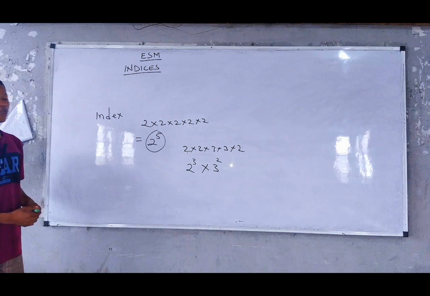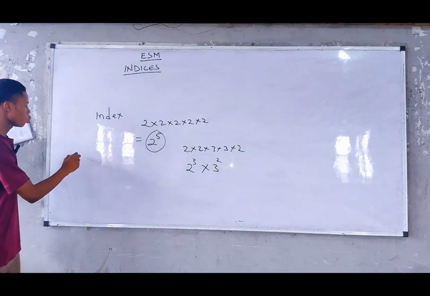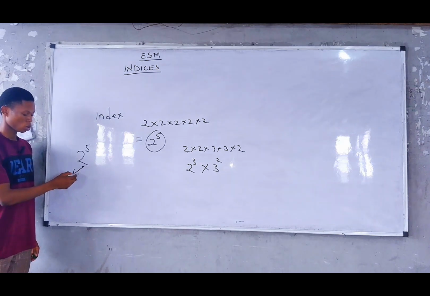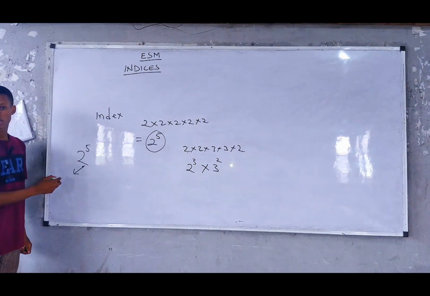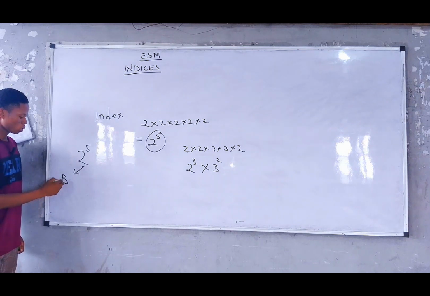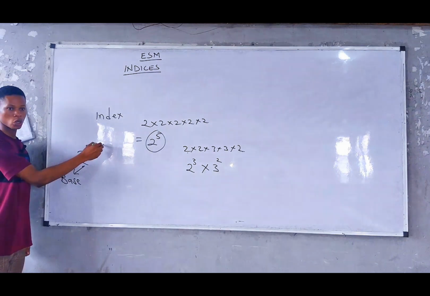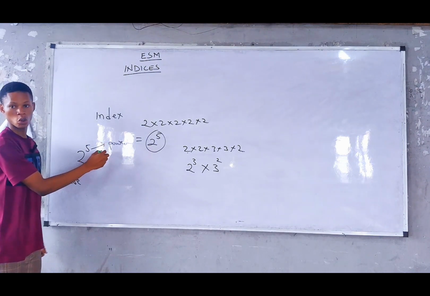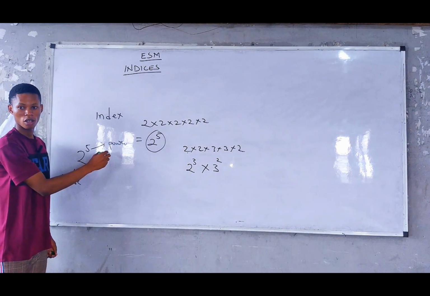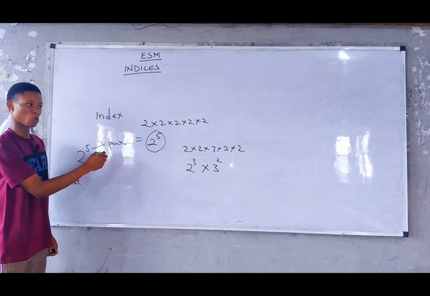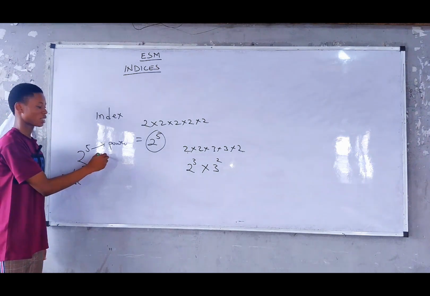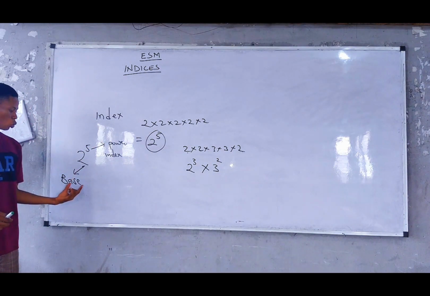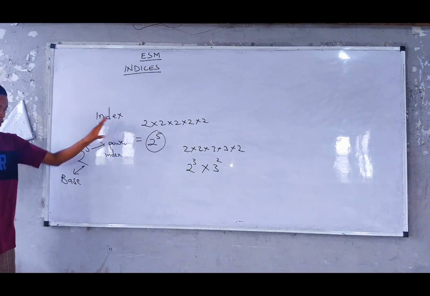Now, if you have something like this, 2 raised to power 5, this 2 is called the what? The base, right? Good. It's called the base. Why the 5 is the what? The power, or the index. So 2 is the base and 5 is the power in this case here.